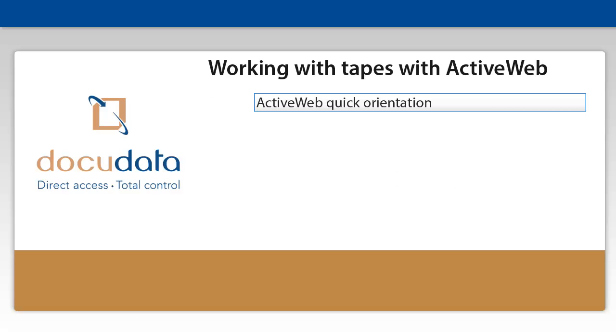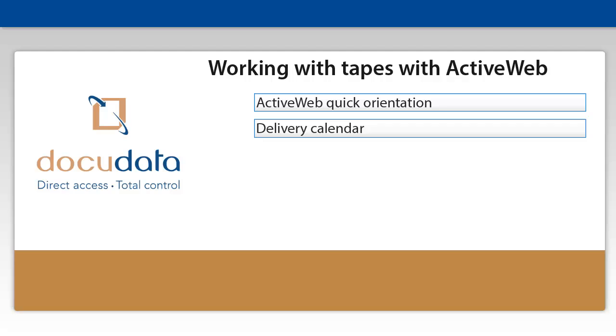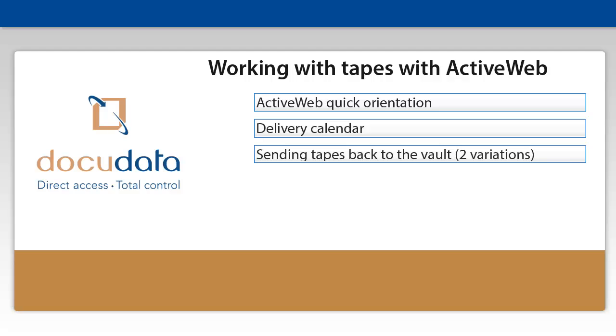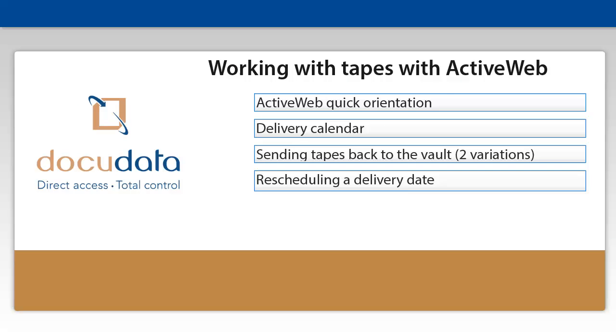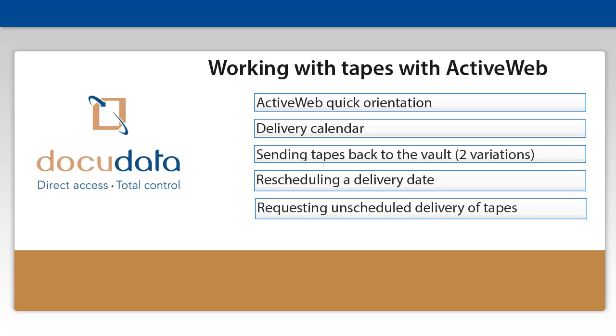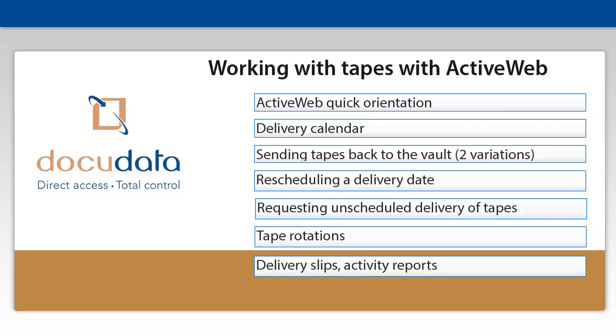We will start with a quick introduction to ActiveWeb's interface, keeping in mind that full-length video tutorials are available if we wish to do a more in-depth exploration. Then we will focus on tape-related topics, starting with an introduction to the delivery calendar, 2 different methods for preparing tapes to send to the vault, how to reschedule a delivery date, how to request items, including tapes for data restoration, the alternate tape management method of establishing tape rotation schedules, and finally we will look at delivery slips as well as some of the reports available through the system.